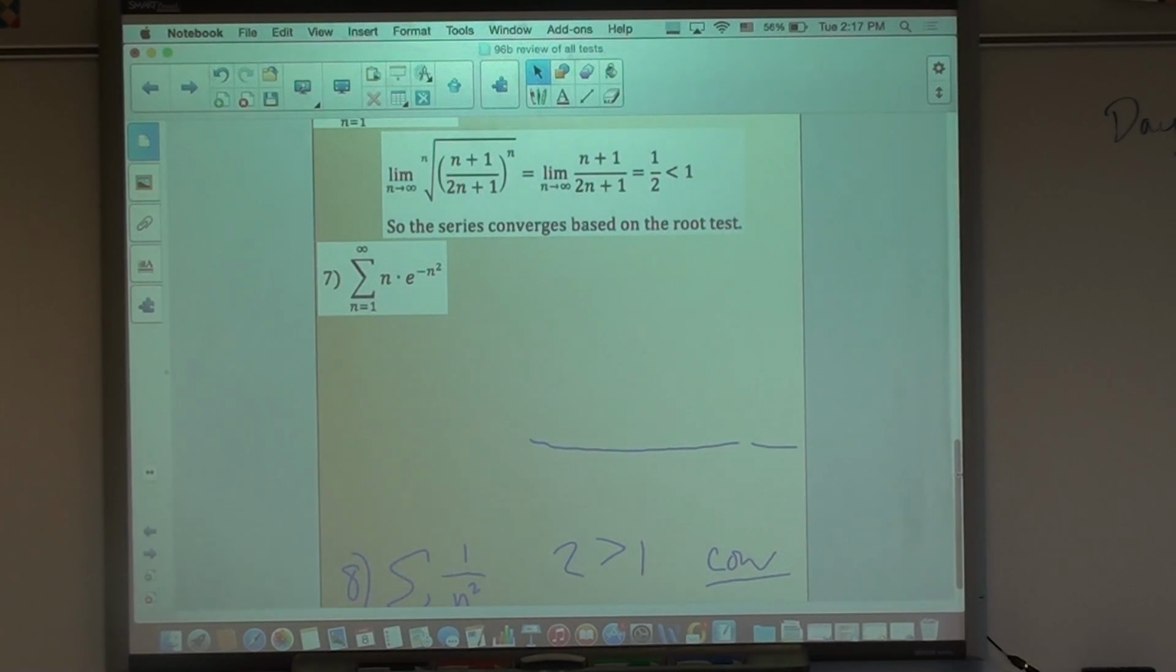I would just let U equal negative n squared. It's just a U sub. Whenever you have e to a funky exponent, always start by letting U be that exponent. Let U be negative n squared.